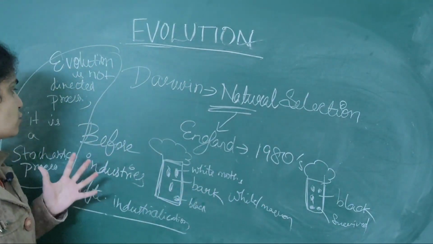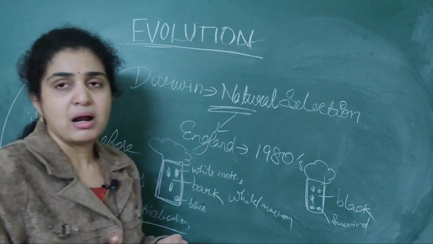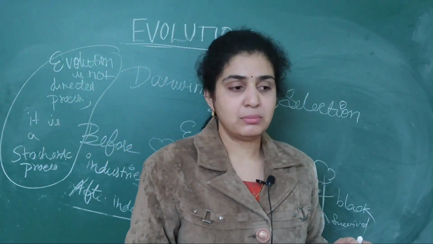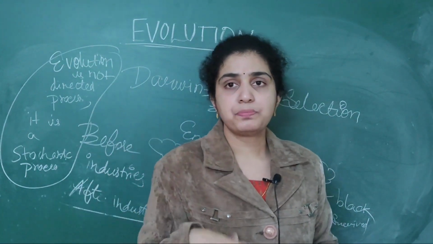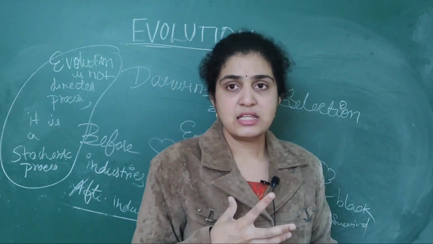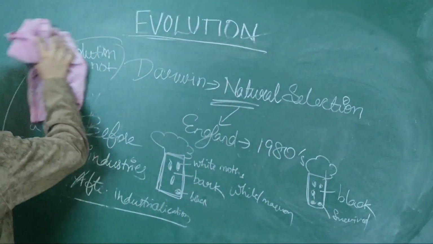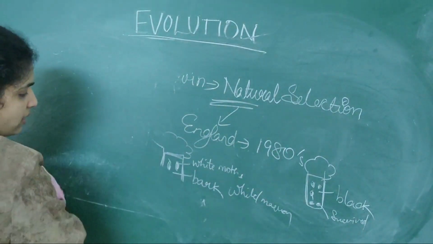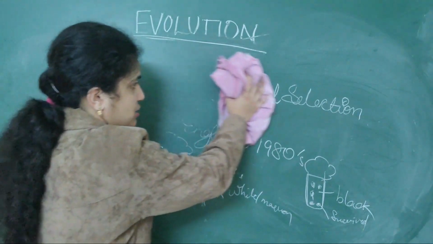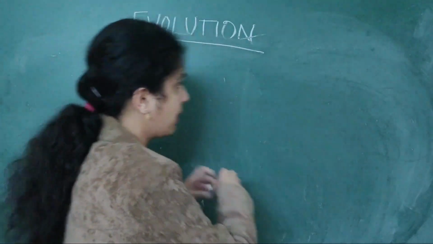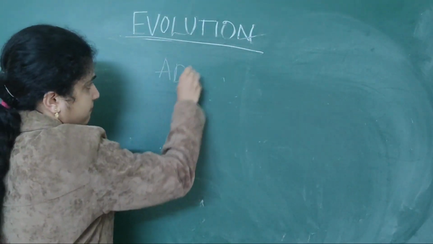So evolution is not a directed process but a stochastic process. This was explained basically. So this is about the evidences of evolution. Then next we will see what adaptive radiation is. What is adaptive radiation?